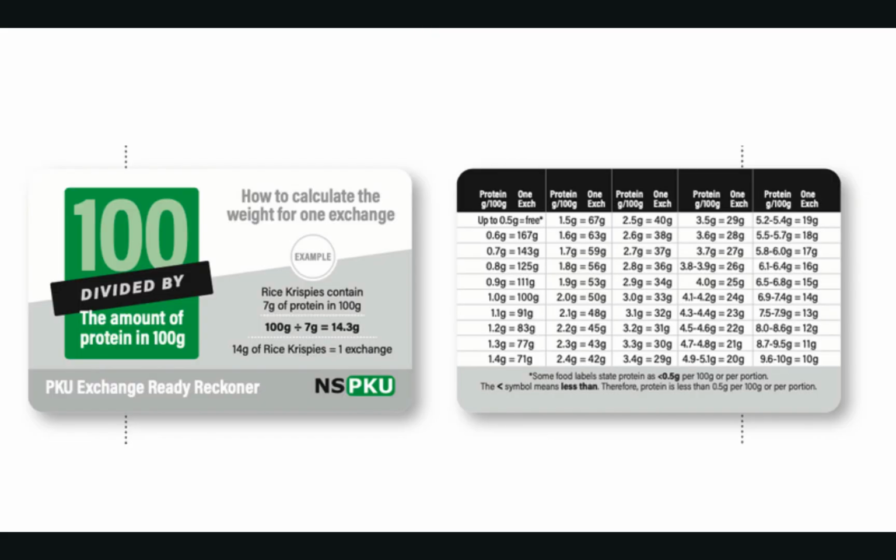If you don't want to do the calculation all the time, then you can get these ready reckoners, and this one is by the NSPKU. If you looked at your food label and you found there is 3.7 grams of protein per 100 grams, you would just go along here and you would know you would need to weigh out 27 grams of that product to be 1 exchange.